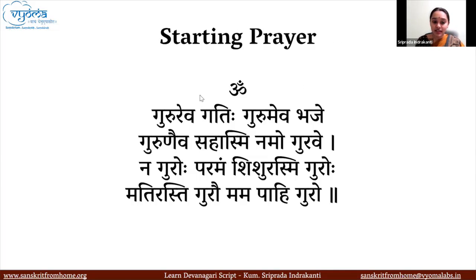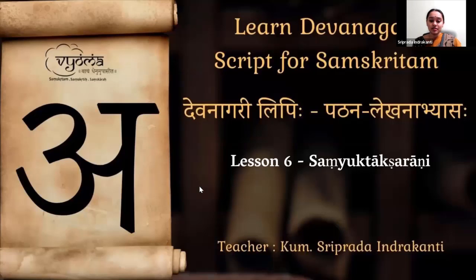So as you can see on the slide, you can read most of the words in this shlokam, but you can see a few places like sahasmi, asmi. These kinds of things haven't been taught yet in class. So you can look at all the places where that happens. Here there are 3 places: sahasmi, shishurasmi, and matirasti. So the stha, smi, and sti. These are the kind of things we're going to be looking at in today's class. These are called Samyuktaksharani. And first we will start with an introduction to Samyuktaksharas.